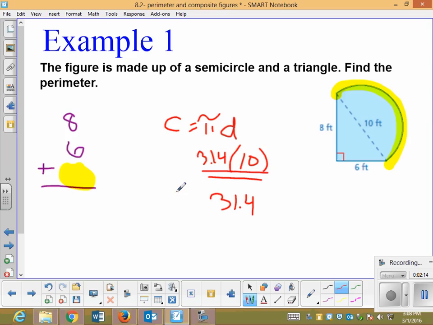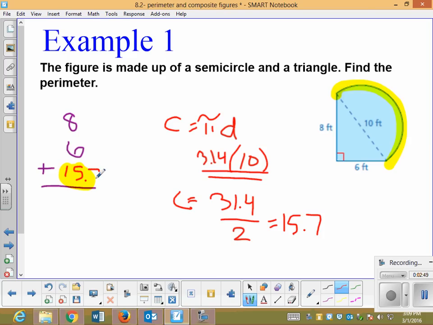Now, this C is for a full circle. Because it's for a full circle, that's not going to work for the distance around the yellow part. You need to make sure you cut this in half because we want a semicircle. So when you divide 31.4 by 2, you're going to get a total of 15.7. That 15.7 is the yellow part of the circle, the semicircle. So we're going to put 15.7 here.